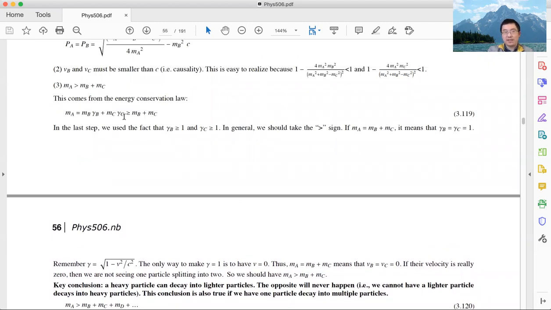From the energy conservation law itself, because particle A is moving, we need to add a gamma A on this side. Then this side is m_A gamma_A. We only need m_A gamma_A to be larger than m_B plus m_C. And m_A itself can be small, but m_A gamma_A, the moving mass, can be huge.